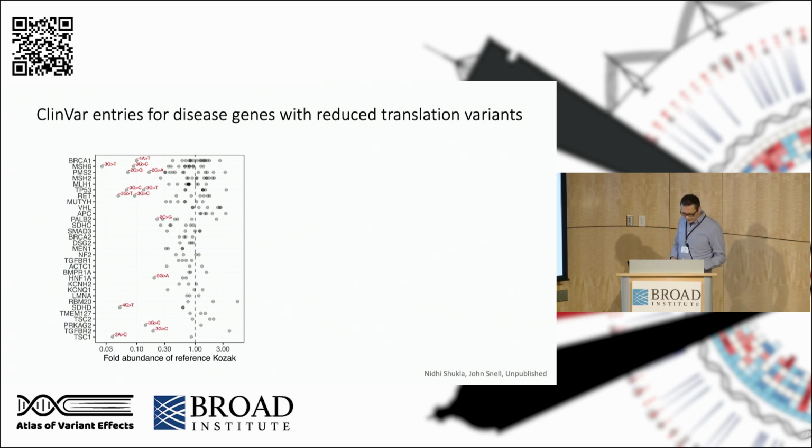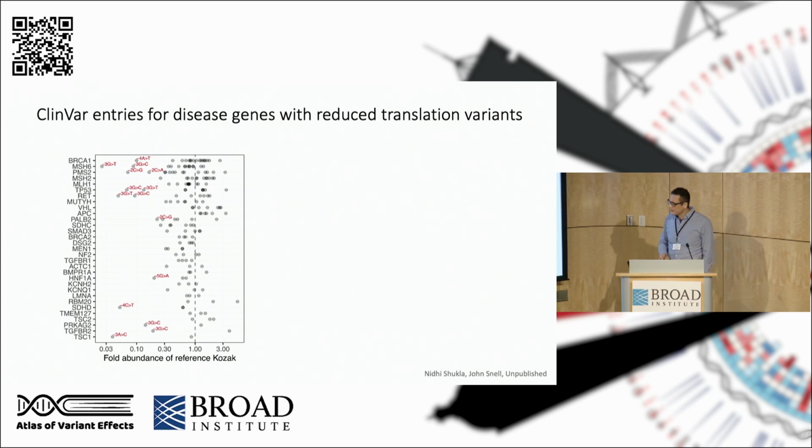Well, we can look at what's in ClinVar, for example. We did this analysis like a year ago, and we need to do it again. But we found essentially, I think, around 2,500 entries of Kozak sequence variants within ClinVar at that time.